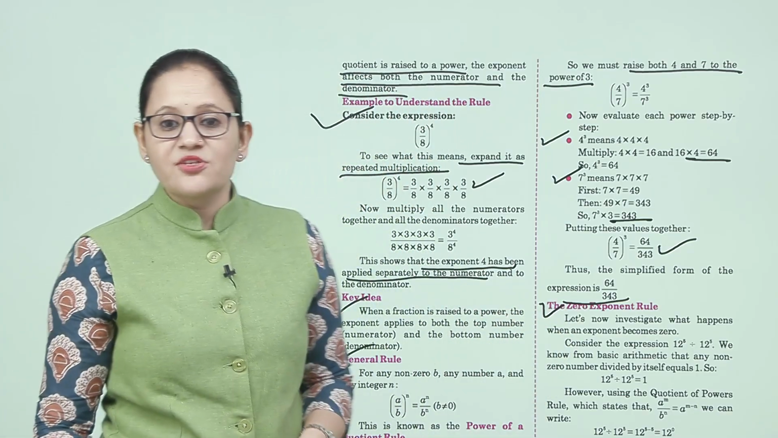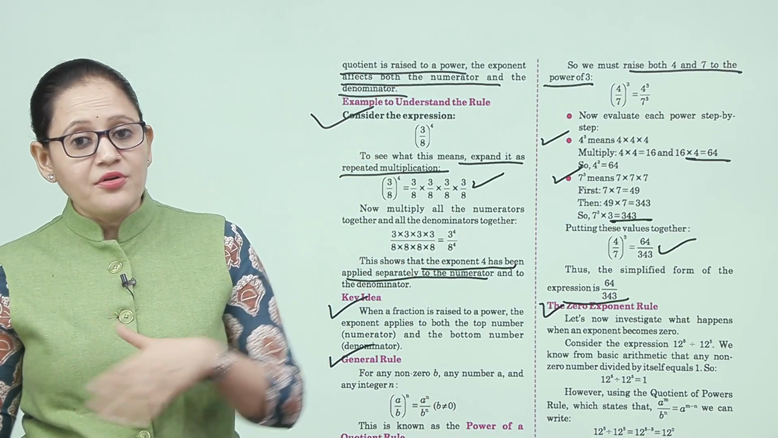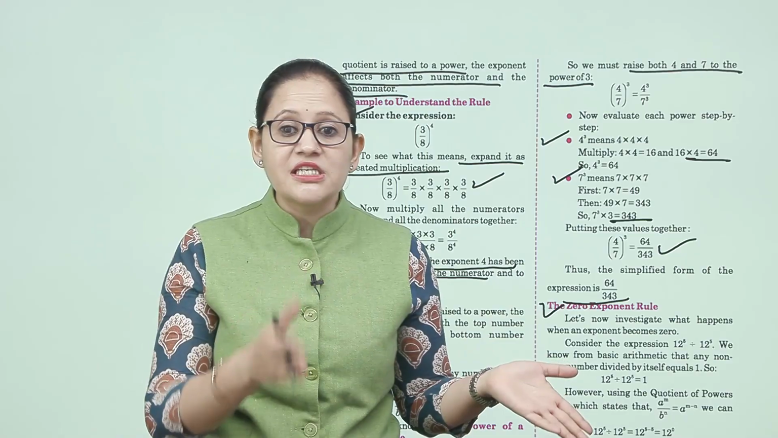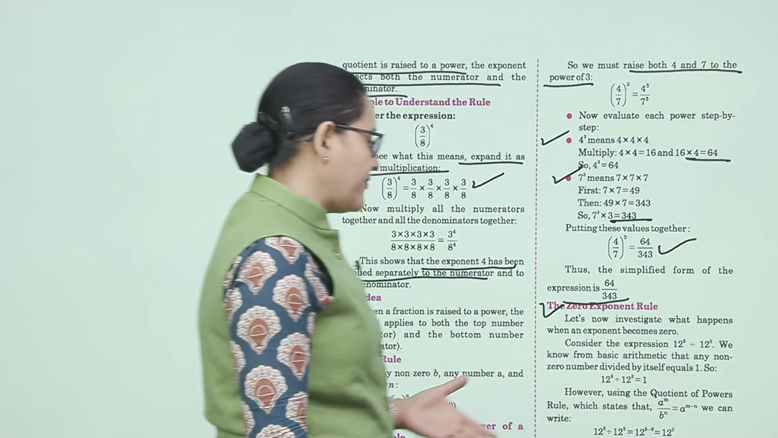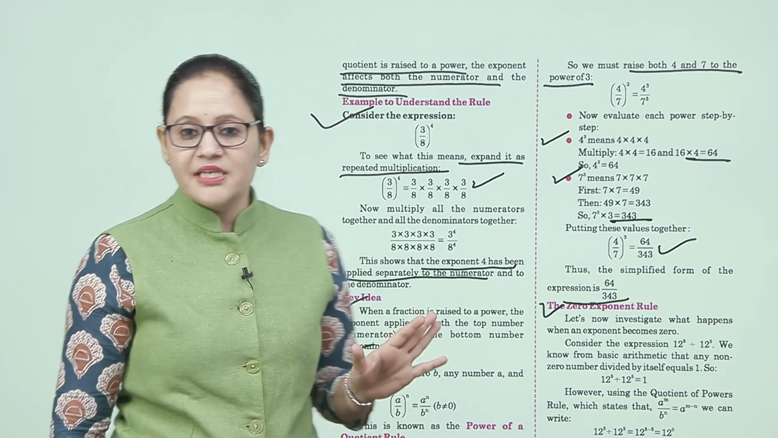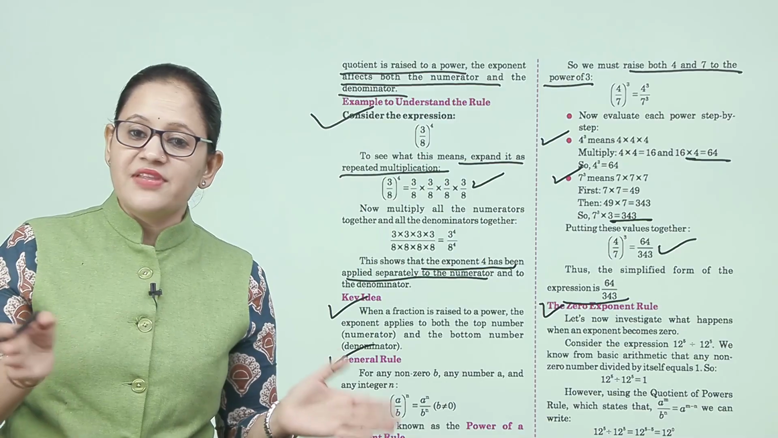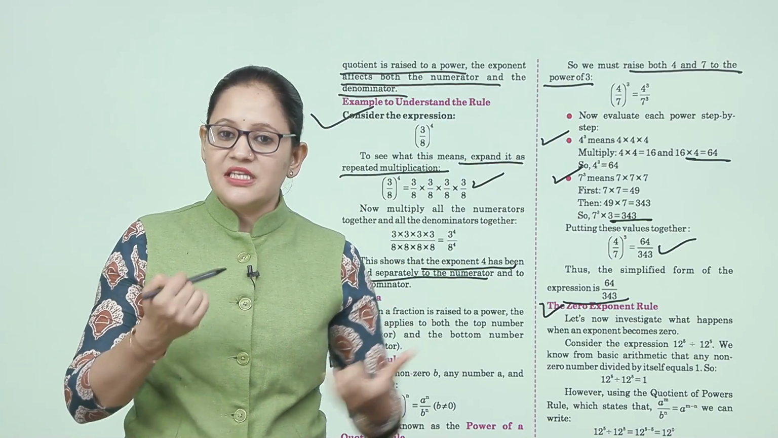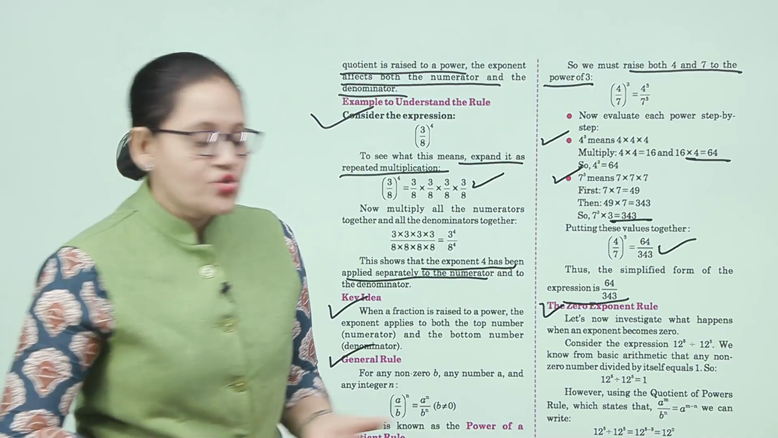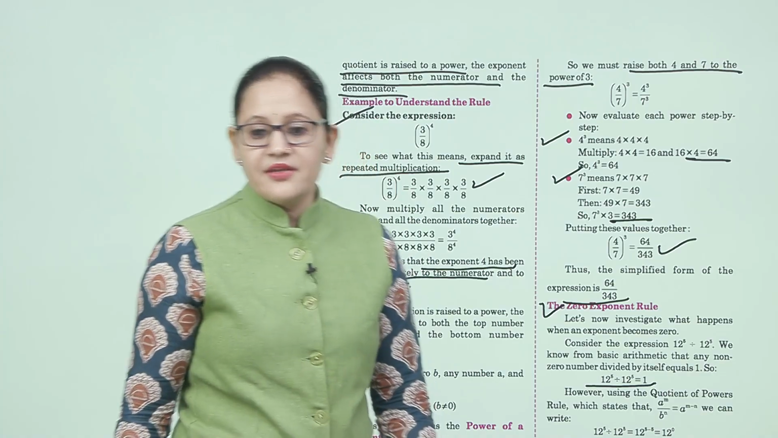The zero exponent rule. Let's now investigate what happens when the exponent becomes 0. What if the exponent becomes 0? Consider the expression 12^5 divided by 12^5. We know from basic arithmetic that any non-zero number divided by itself is equal to 1. If we divide any non-zero number by itself, we will get 1 as a quotient. So 12^5 divided by 12^5 is equal to 1.